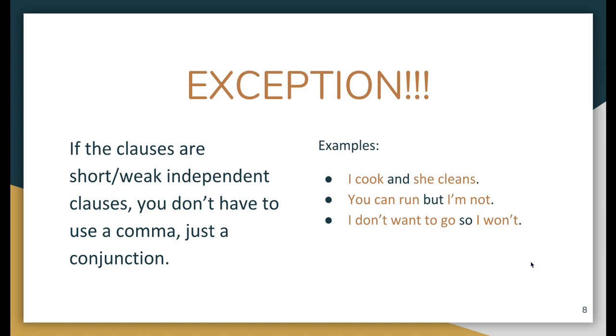If the clauses are short or weak independent clauses, you don't have to use a comma, just a conjunction. For example, I cook and she cleans. You can run, but I'm not. Or I don't want to go, so I won't. All of those are short independent clauses, and you don't really need to put a comma in there since there's not going to be much confusion for the reader.